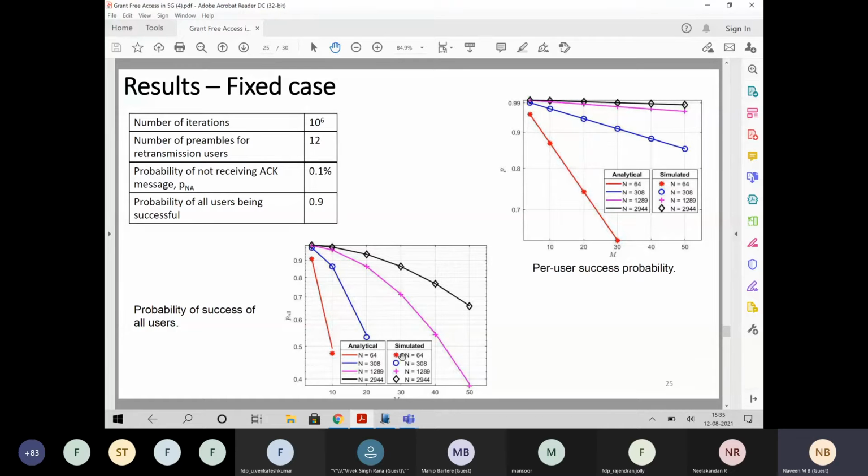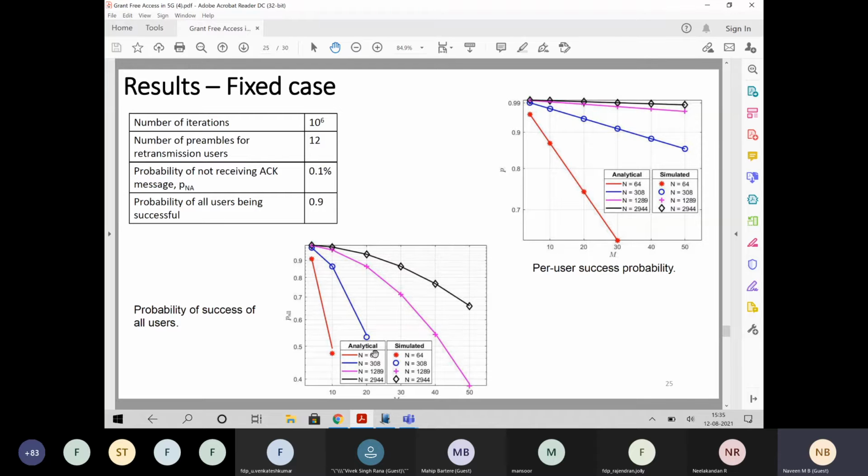As you know, here we have used 64, 308, 120, 1289 or 2944. But when somebody is retransmitting, they always pick one out of 12 preambles. We also assume that you may have sent, but you may not get the ACK. That may happen 0.1% of the time, which is a very standard assumption in literature. And we consider the probability of all users being successful to be 0.9. We try to reach that number.